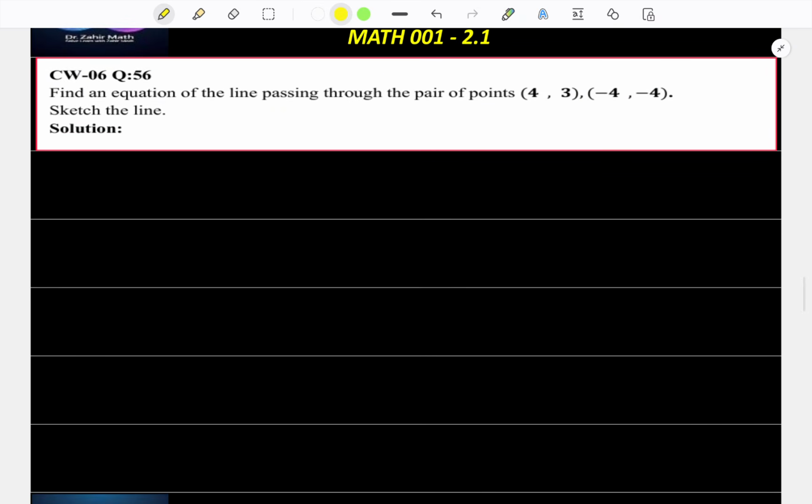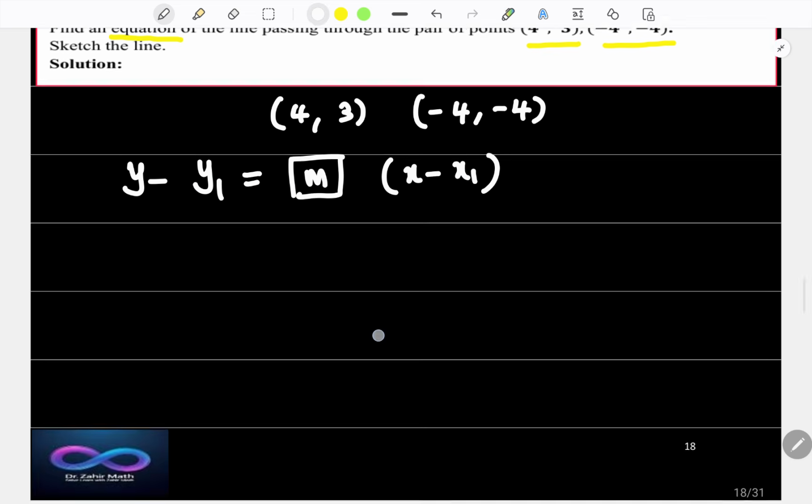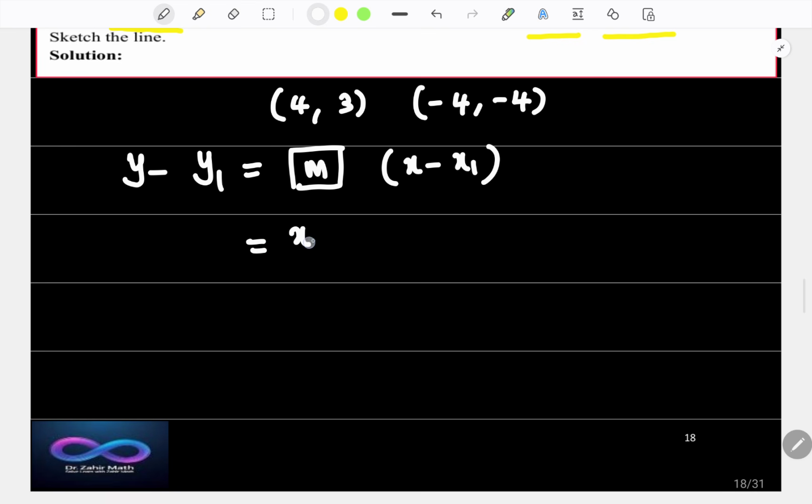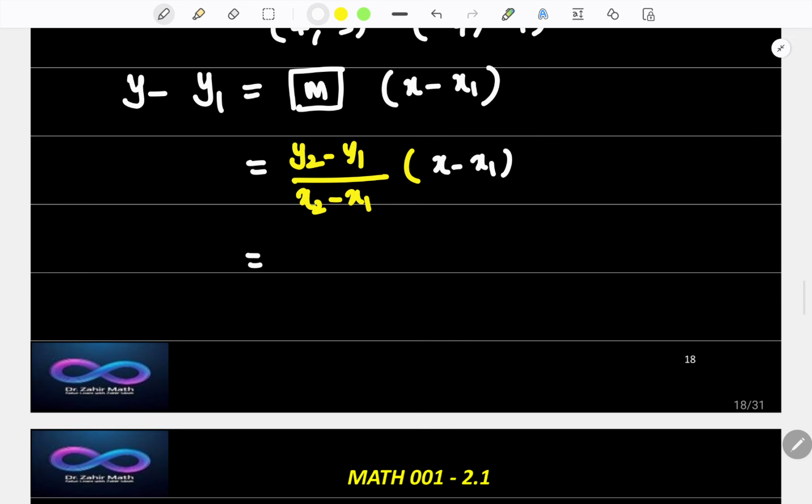So let's go with that. Find the equation of the line passing through how many points? 2 points you're going to find out. So what are the points? The points are 4 comma 3 and minus 4 comma minus 4. What is the formula? Y minus y1 equals m, okay, keep in your mind, and then x minus x1. You write like this. What is that m? M is y2 minus y1 divided by what? x2 minus x1, times x minus x1. Clear?